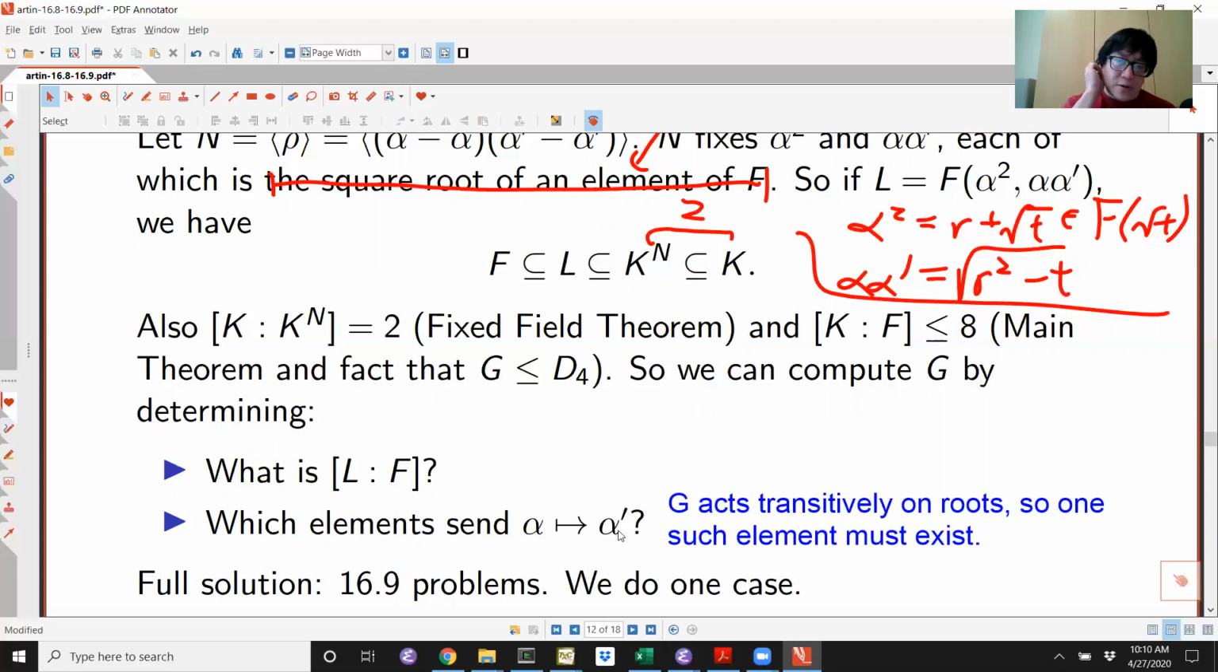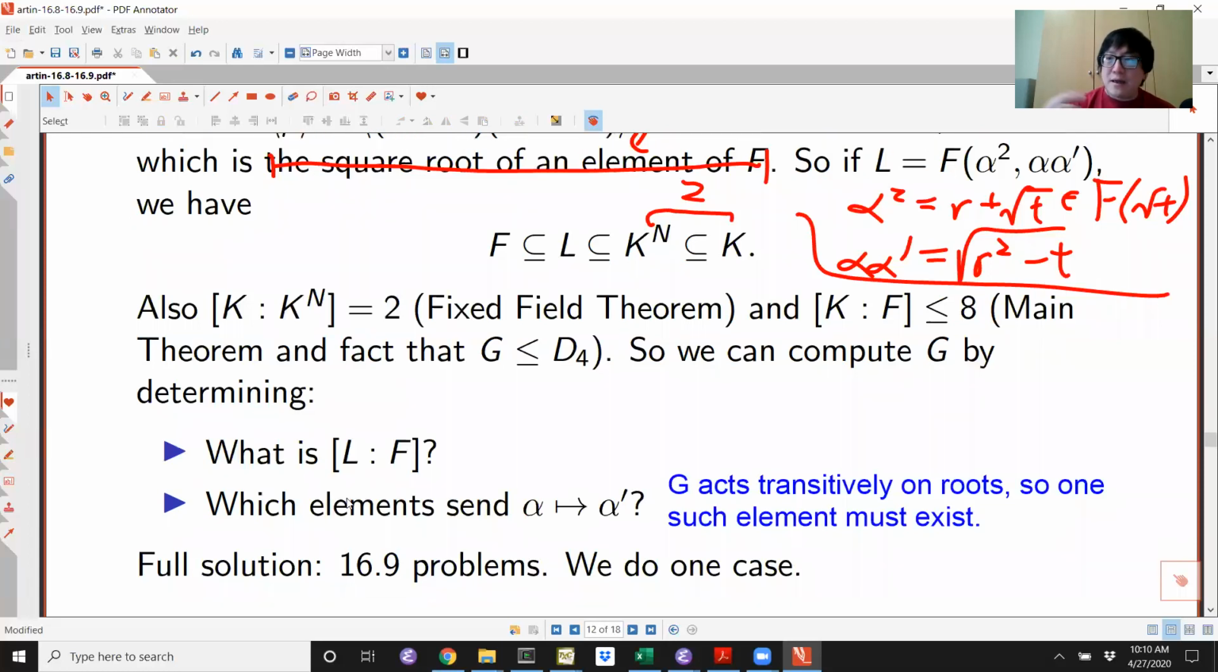All right, so resolving these two questions, as you'll see in the homework, you'll figure out the theorem that handles this in general. Resolving these questions, like what is the degree of L over F, and if you have a Galois group element that sends alpha to alpha prime, then you can deduce what the other elements of G are.